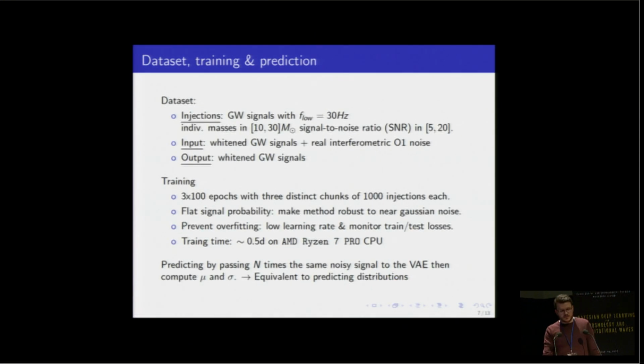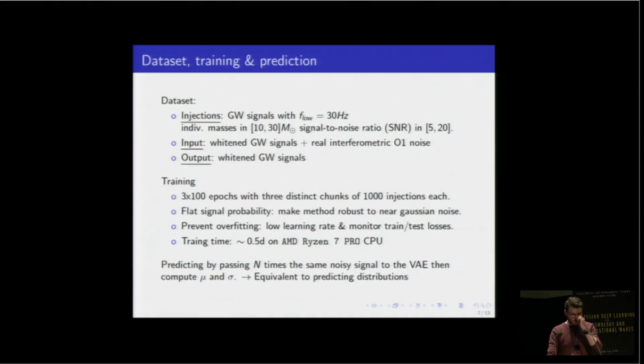About the data set, we have a bank of gravitational wave signals with an f low of 30 hertz, which corresponds to the lower frequency limit of the LIGO instrument. We simulate binaries with individual masses in the 10-30 solar masses range, and the signal-to-noise ratio is between 5 and 20. For the O1 run, the limit of detectability is around SNR 7 or 8.